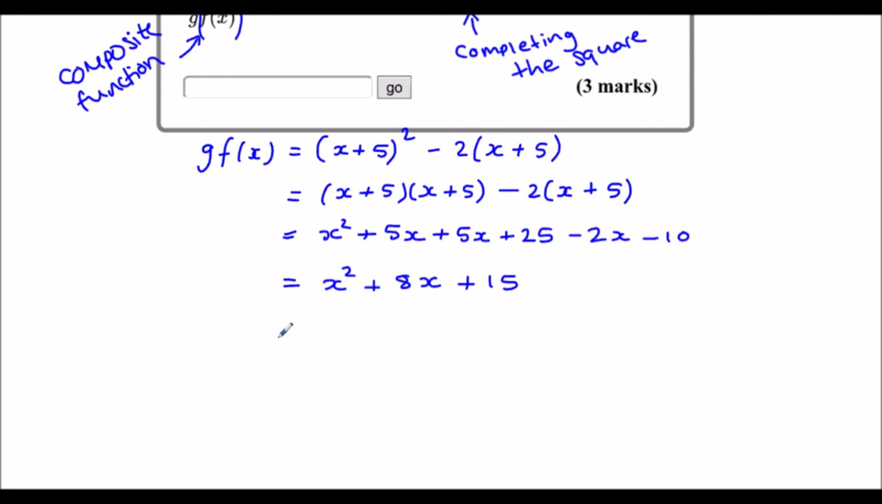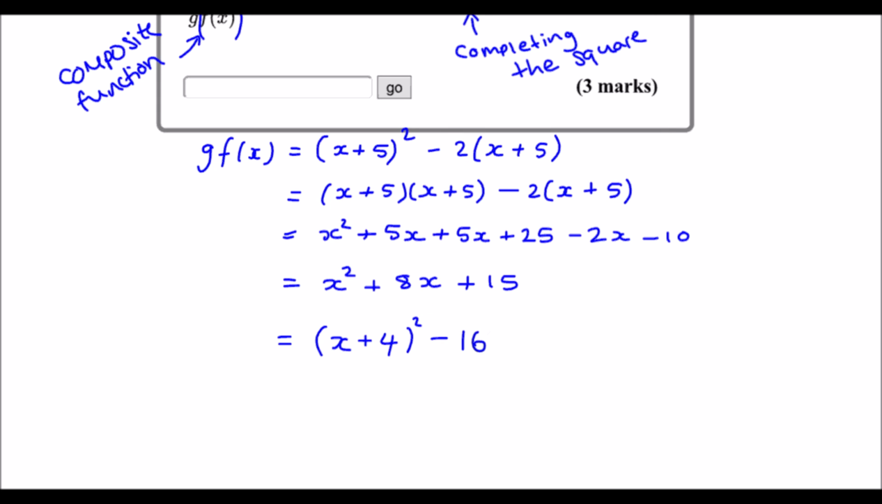So to complete the square, we have a bracket, which is squared. And inside we put x, and we half our middle number. Our middle number here is 8, so we're going to put a 4. So we're going to have x plus 4 squared. And we take away this number squared. So take away 4 squared is 16. So x plus 4 squared, take away 16.